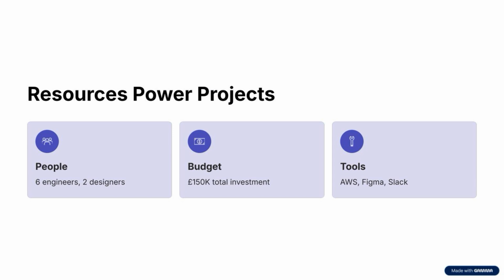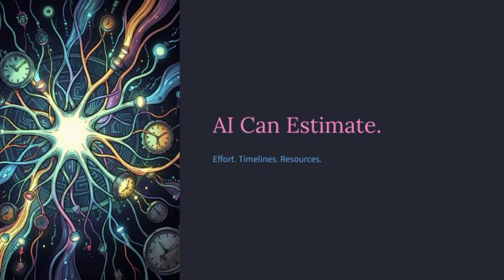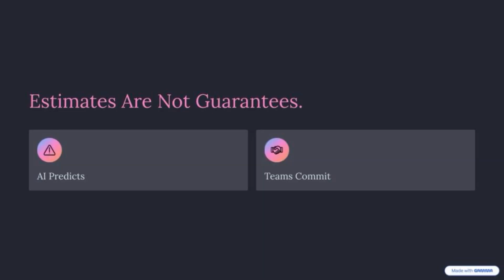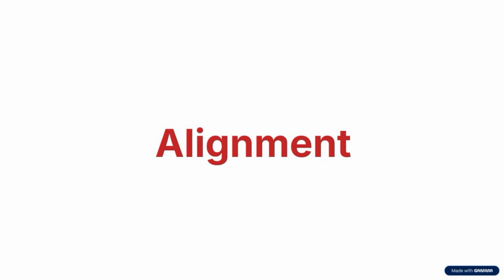Step 6 is resources. People, budget, infrastructure, time, everything is a resource to your project. AI can estimate the effort, AI can predict timelines, and even help you with resource planning. It will save you a lot of time and manual effort. But keep in mind, AI estimates are still just assumptions and not guarantees. So once these estimates are made, you will need to get actual commitments from your stakeholders before a plan can be made.